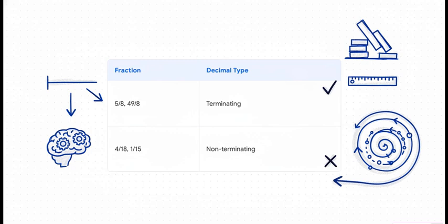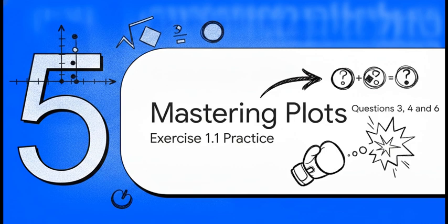But if you try dividing 4 by 18 or 1 by 15, you're going to find yourself stuck in an infinite loop. The remainder literally never reaches zero. Instead, they just spit out a repeating string of numbers that never ends, and that proves they are non-terminating recurring decimals. And finally, Section 5, Mastering Number Line Plots.